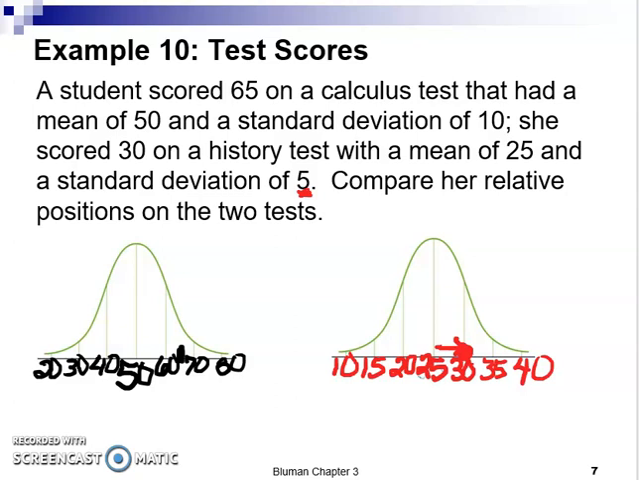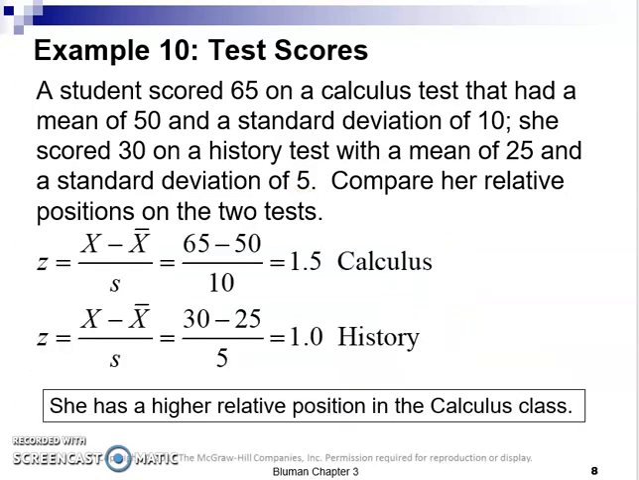Well, it appears that she did better in the calculus. But the way we determine that using that little formula for the z-score is this. We're going to take her calculus score. Her calculus score was a 65, and we're going to subtract the mean, 50, and divide by 10. So it tells us she's located at 1.5 standard deviations above the mean.